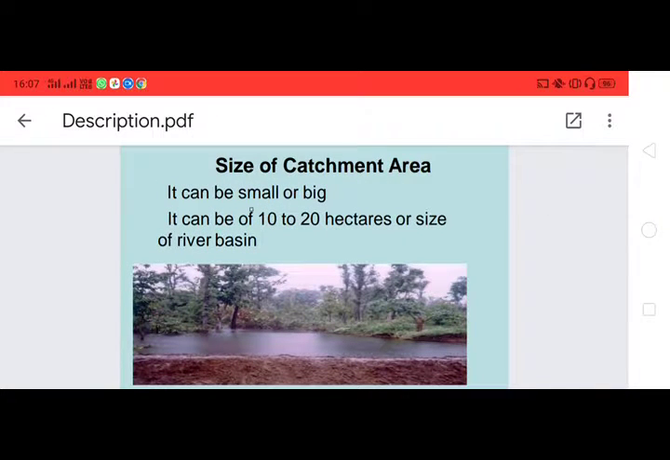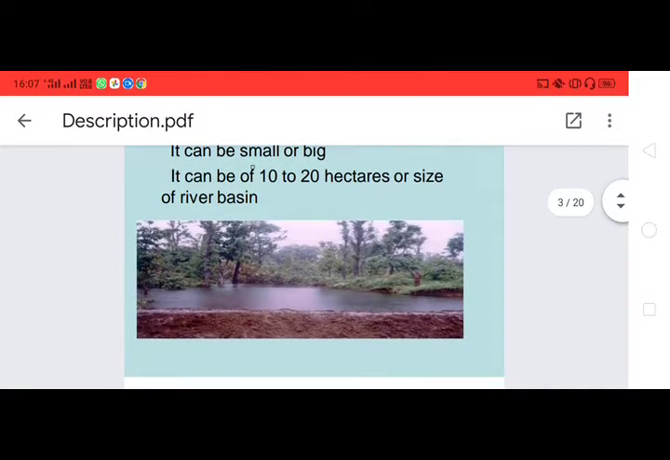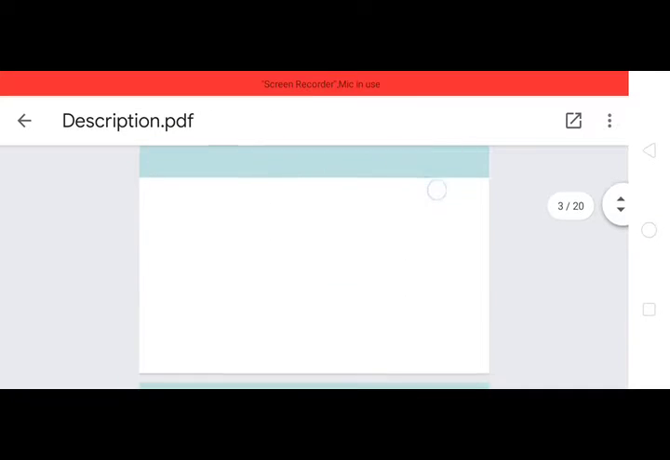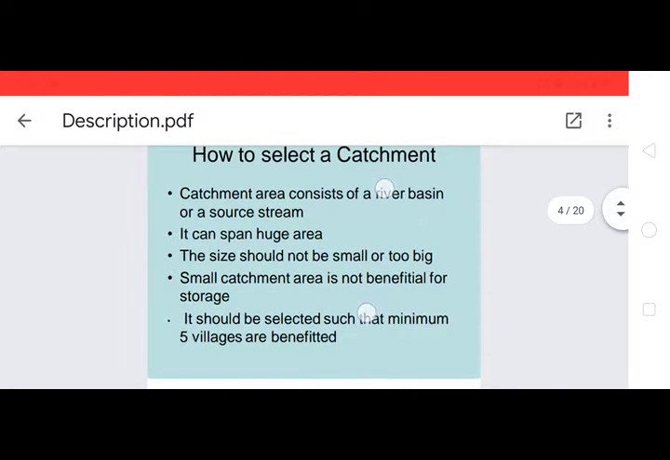The size of a catchment area should not be too small or too big. It should be about 10 to 20 hectares in size, as the size of a river basin, as you can see in the picture. Then how do we select a catchment area? How do we select to make a catchment area? That is summarized in these points.